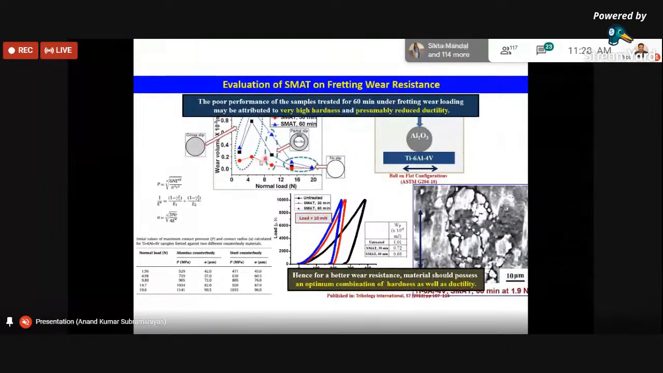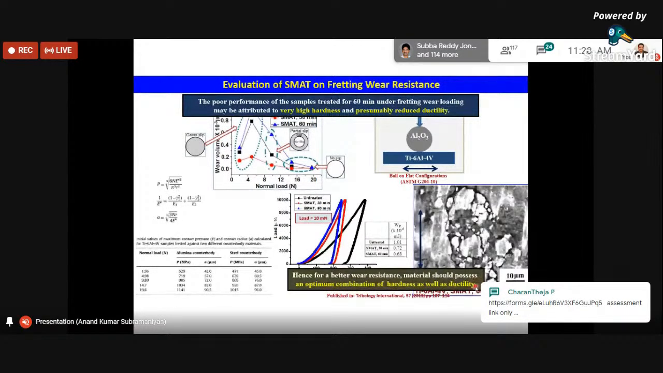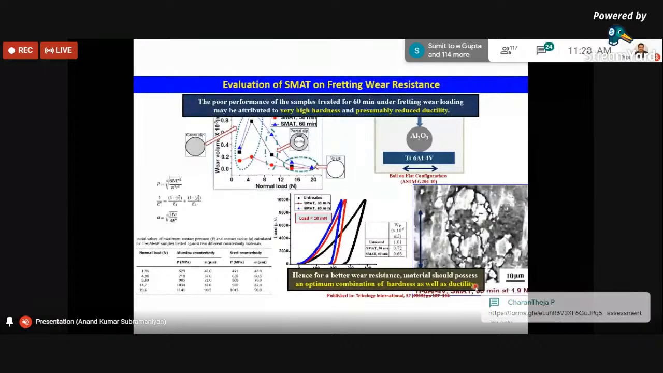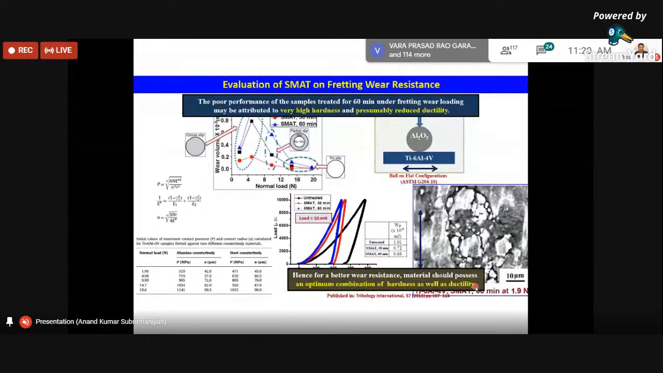So that is exactly what is observed in the case of the 30-minute sample, showing better wear performance because of the combination of both hardness as well as ductility. Okay, so that is the takeaway, which is slightly different from Archard's law, which says that the higher the hardness, the higher the wear resistance, right?